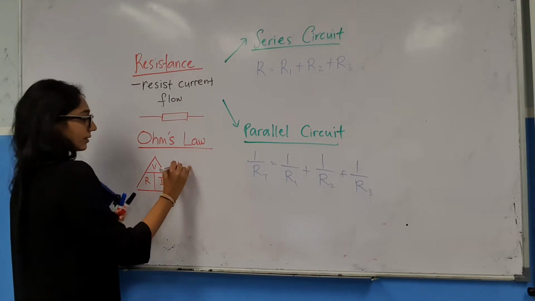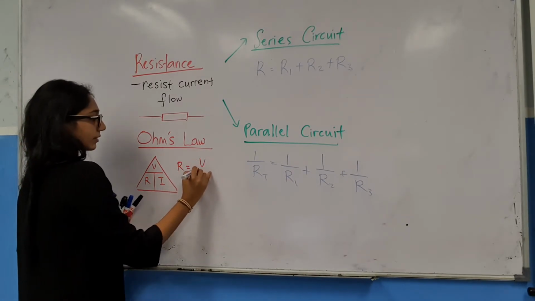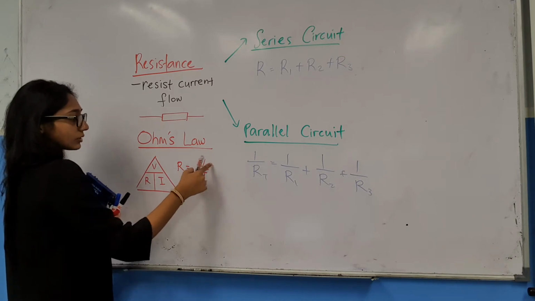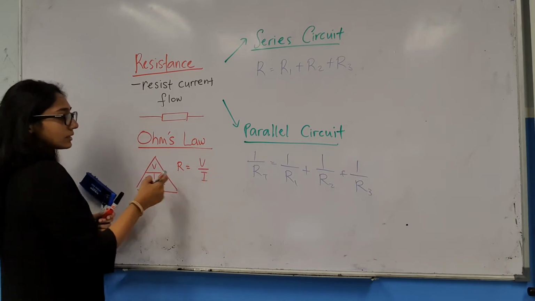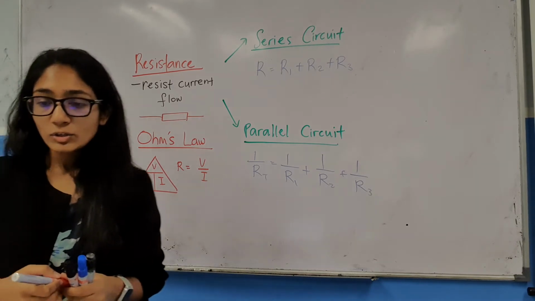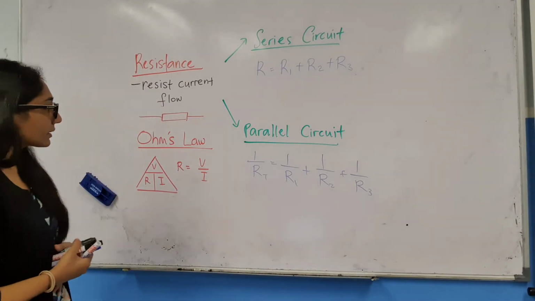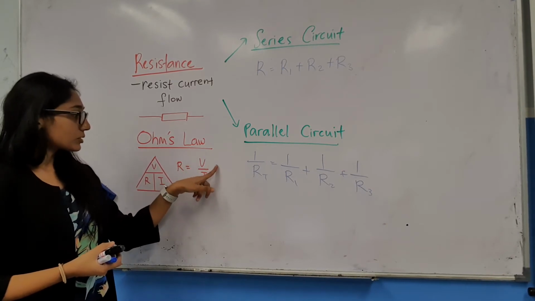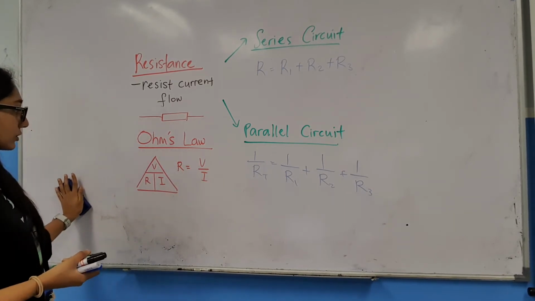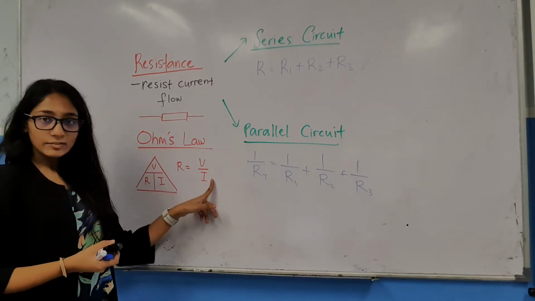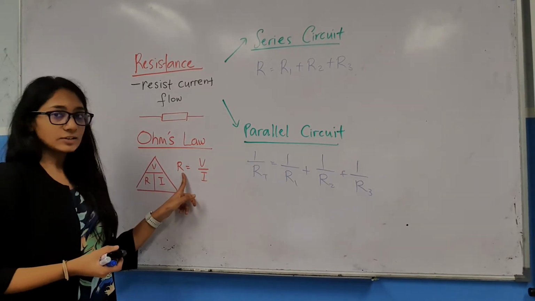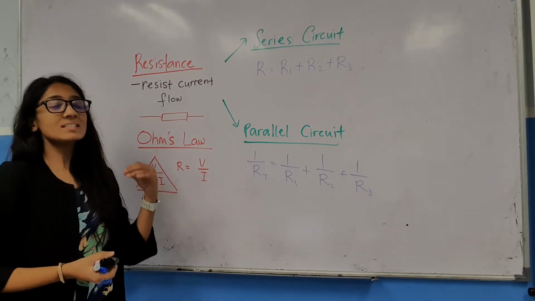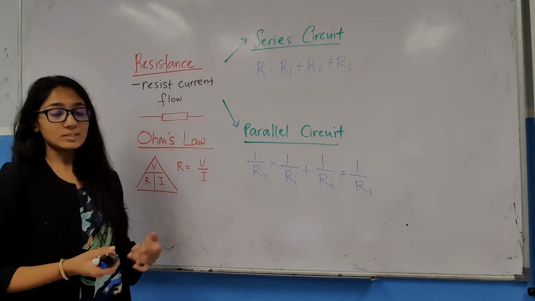Ohm's law states that the voltage divided by the current gives me the resistance. Which means the current is directly proportional to the voltage, and inversely proportional to the resistance, which means when current increases, resistance decreases. When the resistance is low, current is high. When resistance is high, current is low. This is what we've discussed before.